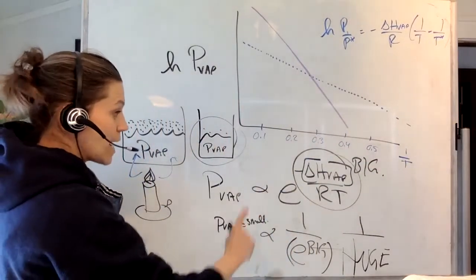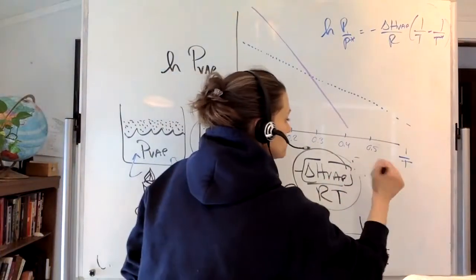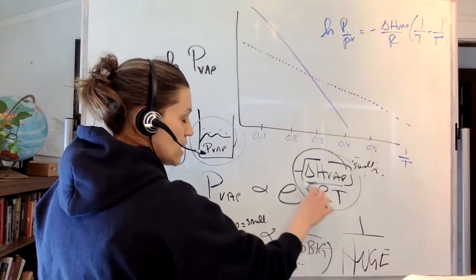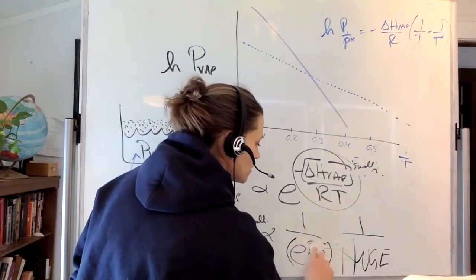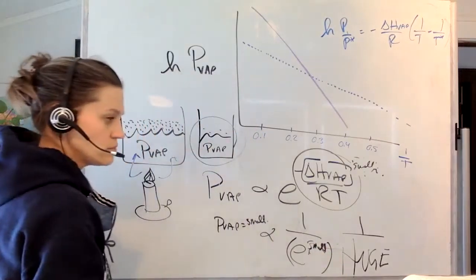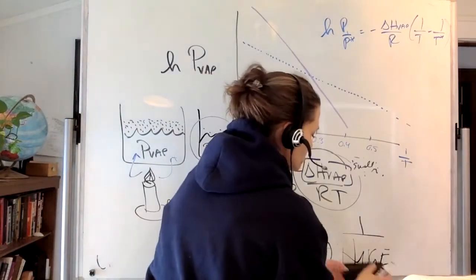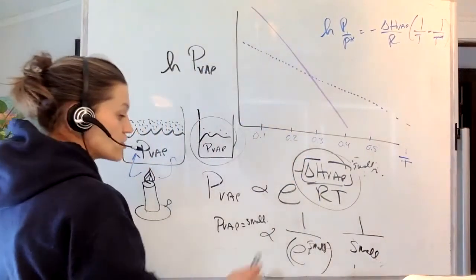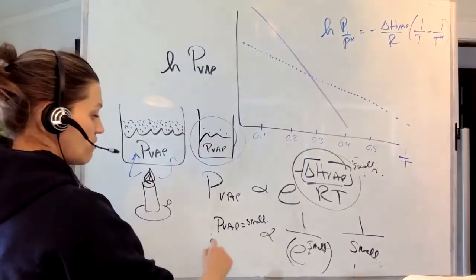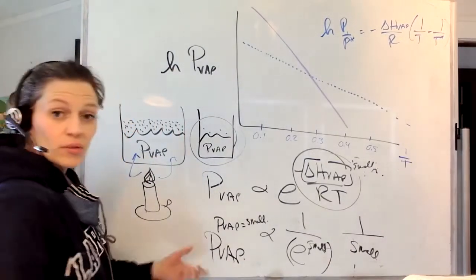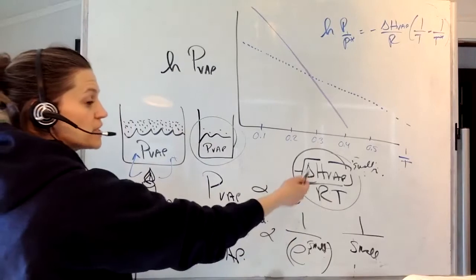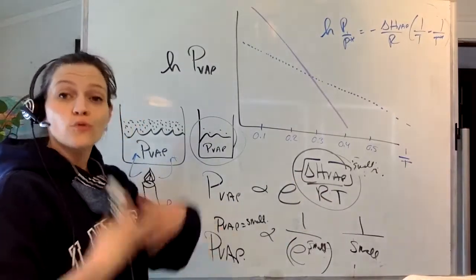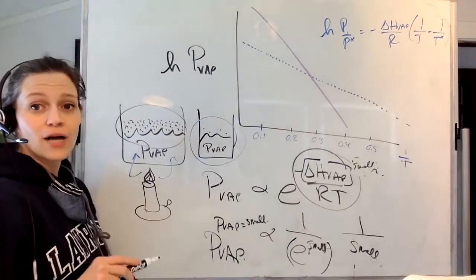Okay. Next, if this is very small, that means this is now 1 over e to the minus small number. Okay, e to the small number is still going to be big, but it's going to be smaller. So that would make 1 over small, Pvap is now going to be bigger. And so if delta H of vaporization is very small, it doesn't take much energy to break the intermolecular interactions in order to vaporize it. This is going to be your higher likelihood.